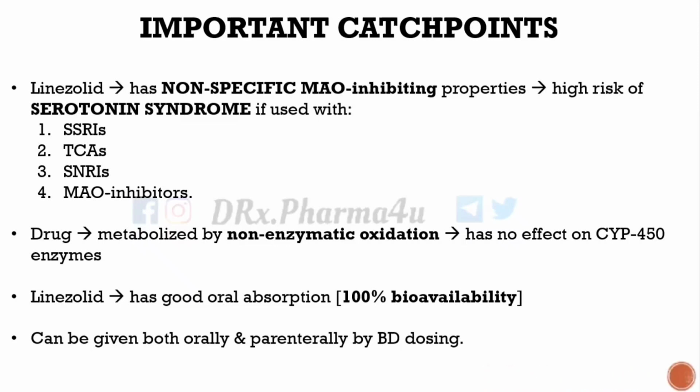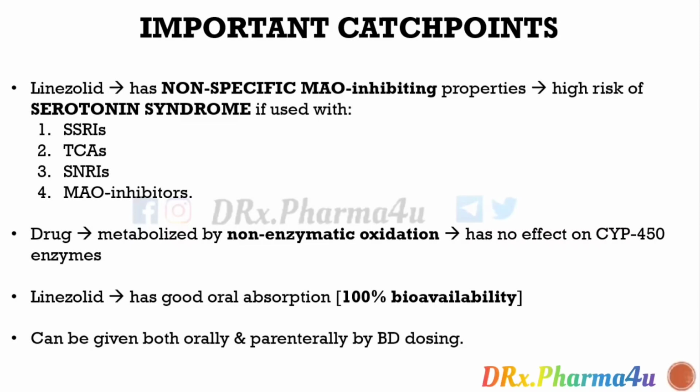Non-specific means it can inhibit two types of MAO. There are two enzymes of MAO: one is MAO A and one is MAO B. MAO A inhibitors are used in depression and MAO B inhibitors are used in Parkinson's disease. So linezolid has non-specific MAO inhibiting properties.